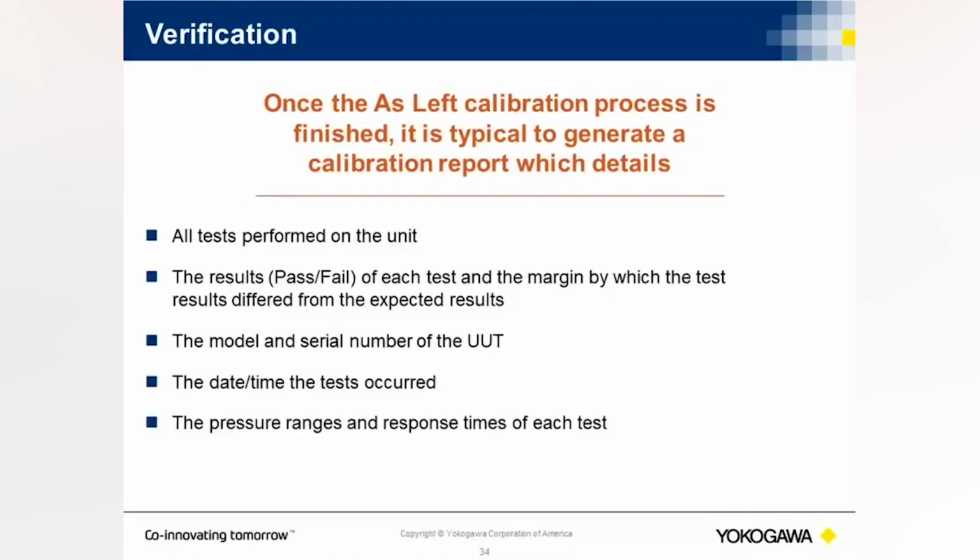After the as-left process is finished, we then do a report generation. Report generation is very important to any kind of field instrumentation work, and it must contain certain parameters that will allow other people to understand the type of test performed, the instruments that were used, and the time that the tests were performed, as well as the results.